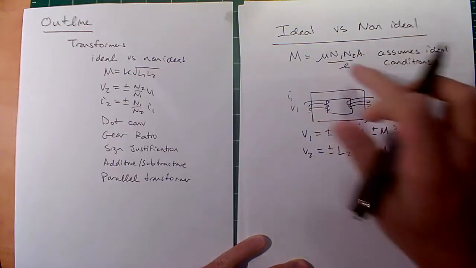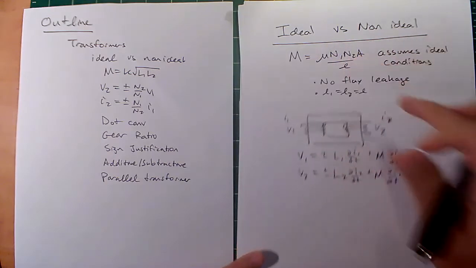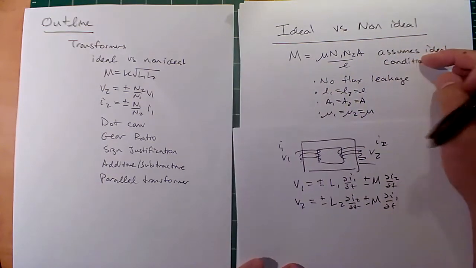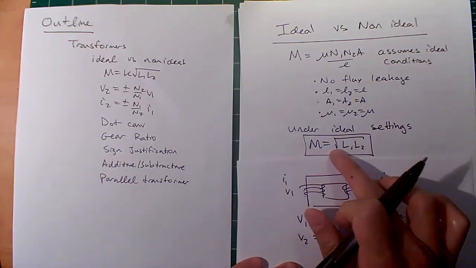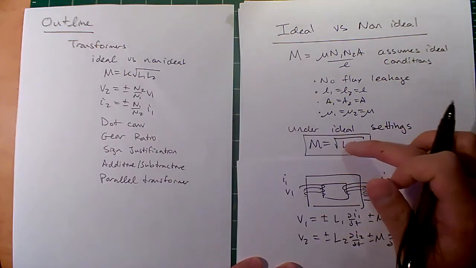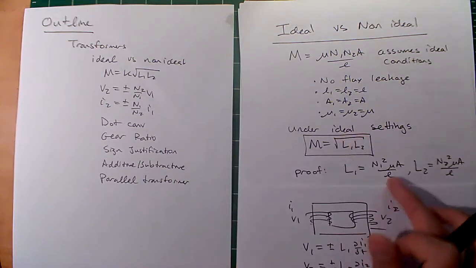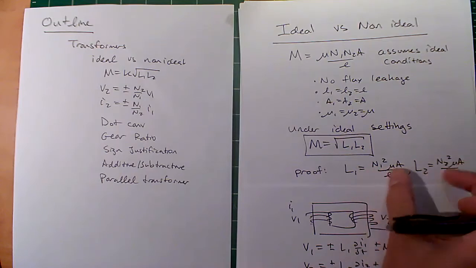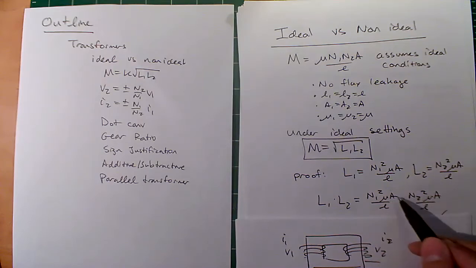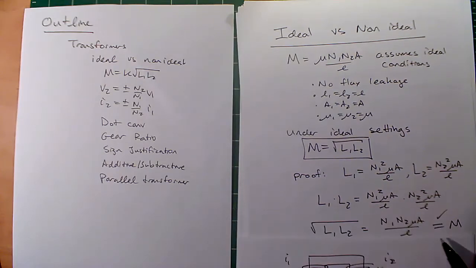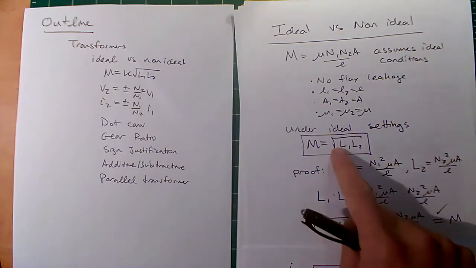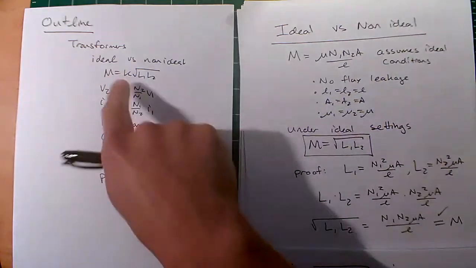Now this term M we showed last time is equal to mu N1 N2 A over l. And this assumes no flux leakage under ideal conditions. And in fact, we have another relationship, M equals the square root of L1 L2. And like I said here, this assumes K equals one under ideal conditions. And so we actually just kind of convinced ourselves of that. We could actually take L1 and L2 and multiply and square root and just see what we get. So if we multiply, notice we get mu squared, A squared, l squared, and N1 squared and N2 squared. If I square root, we get N1 N2 mu A over l, which is exactly what we showed before. So this relationship holds if your coupling factor is one.